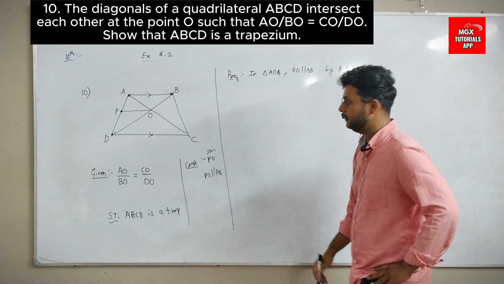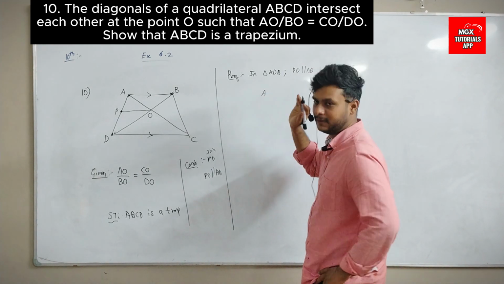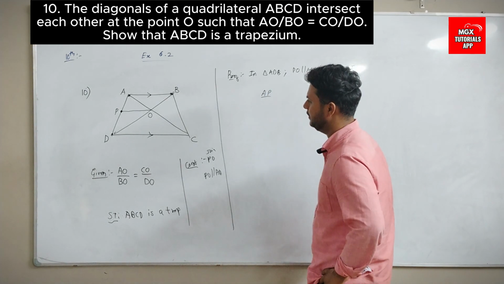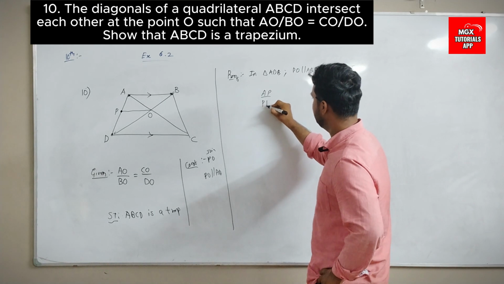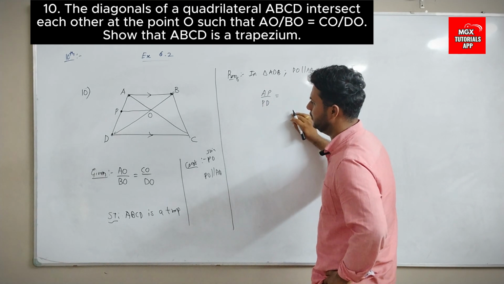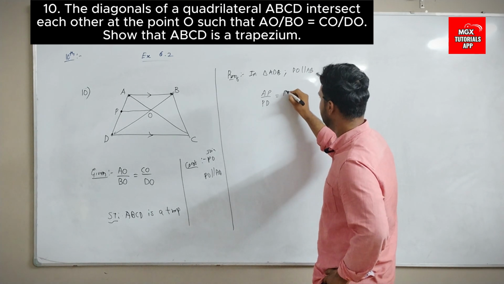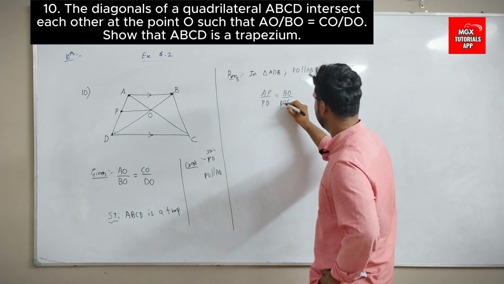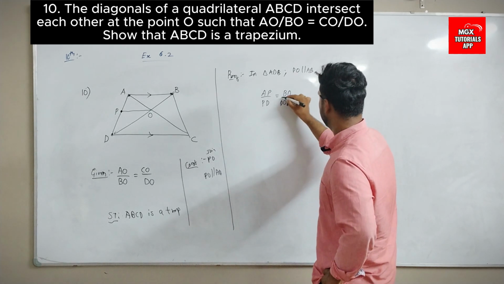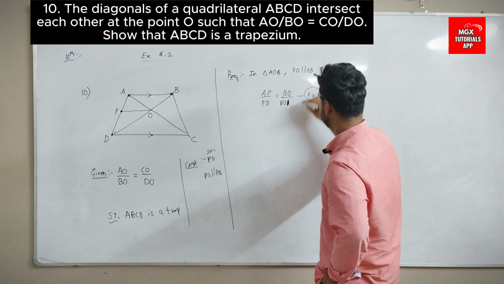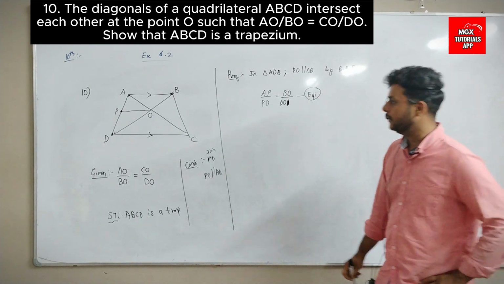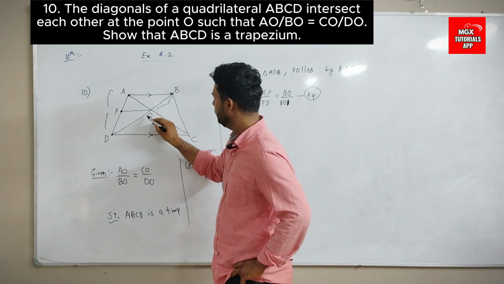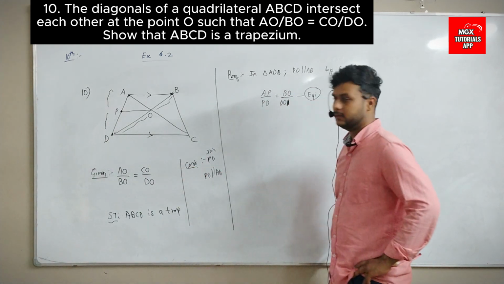what I will write? You guys should tell me. AP by PD is equal to BO by DO. Any doubts? AP by PD is equal to BO by DO. This is what we did now.